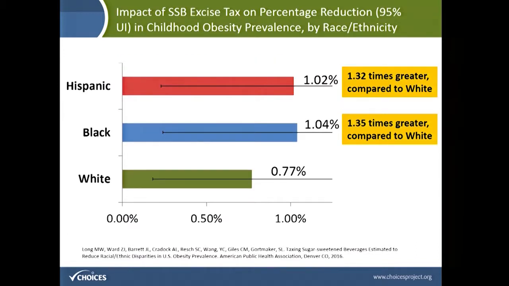We've also looked at the likely impact of a sugary beverage excise tax on differences in the prevalence of obesity by race, ethnicity. And this is a study we did of what would likely happen with children. Because children who are Hispanic and Black tend to consume more sugary beverages than children who are non-Hispanic white, we'd see a greater change in obesity prevalence among those groups, and so disparities would tend to lessen with this tax.